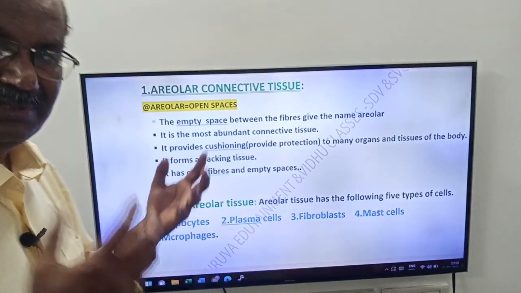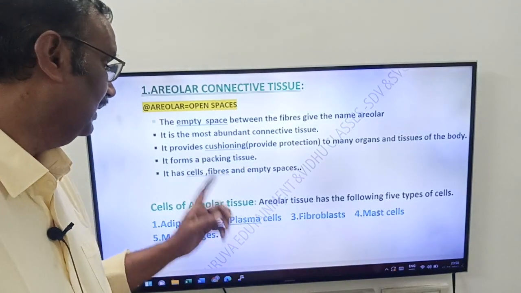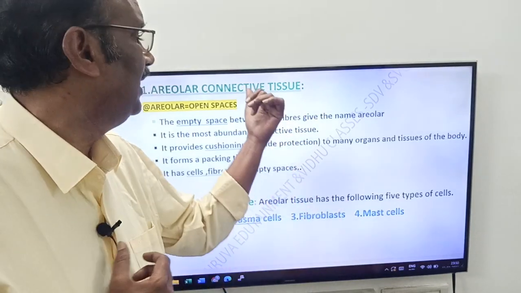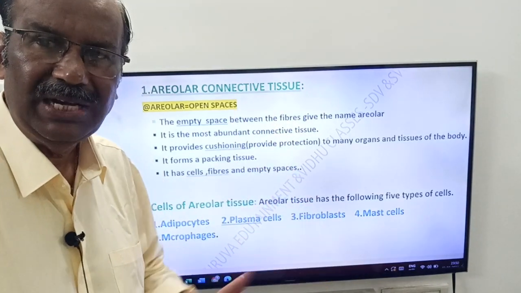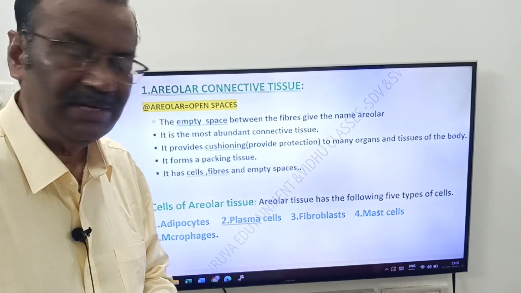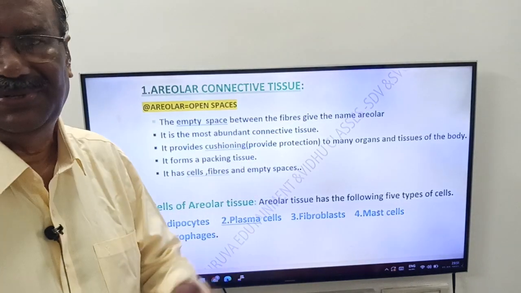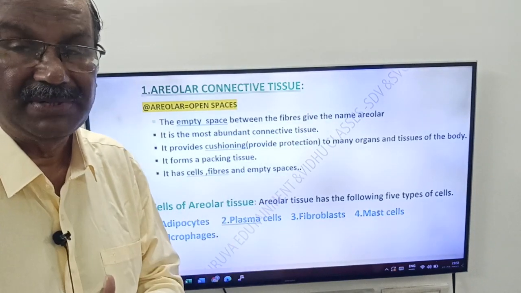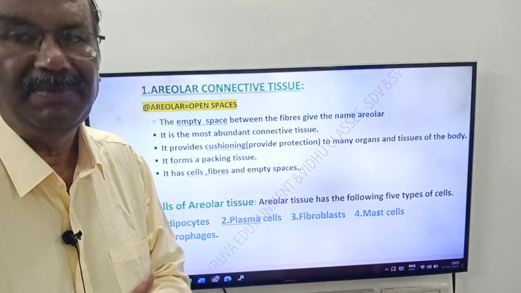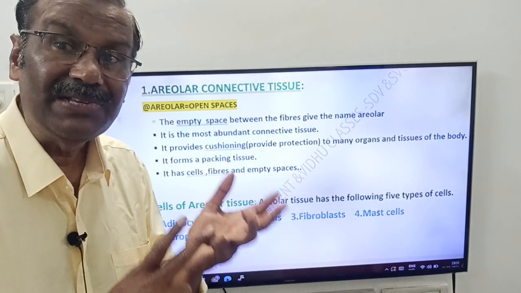Areolar connective tissue has what, friends? Cells, fibers, and empty spaces. You know, empty spaces are called areola. Because of that we are calling it areolar connective tissue. This areolar connective tissue has what, friends? Cells and fibers and spaces. What are spaces? They are present in between fibers. But here you would remember cells and fibers.